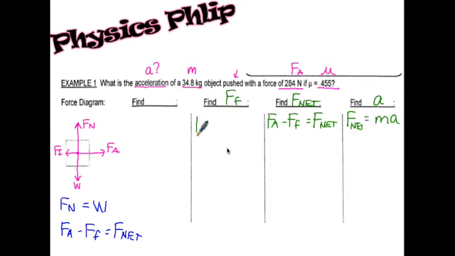Now I'm backing up. How can I find the friction force? I'm going to use the friction force equation. Friction equals coefficient of friction times the normal. I'm looking for friction force. Do I know mu? Yep. Do I know the normal force? No, we don't know the normal force.